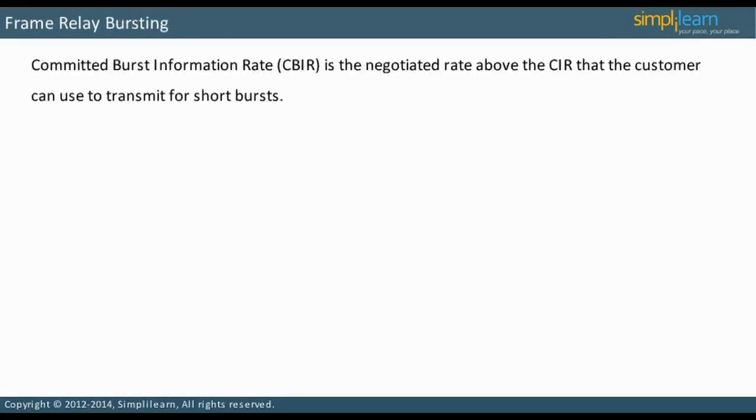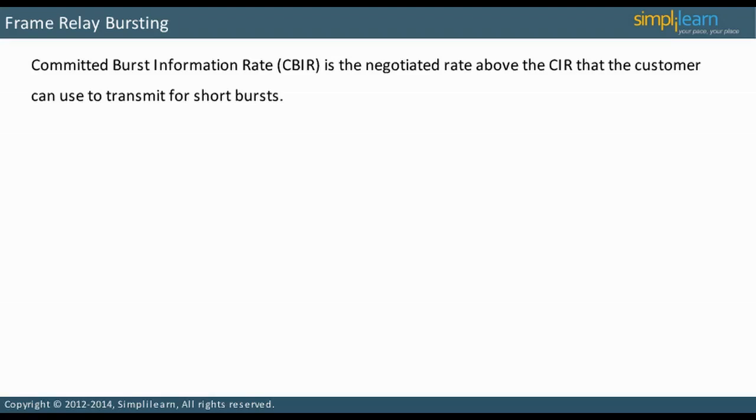The Committed Burst Information Rate, CBIR, is the negotiated rate above the CIR that the customer can use to transmit for short bursts. The CBIR cannot be larger than the CIR. The excess burst size, BE, is not negotiated with the service provider. It is the bandwidth available between the CBIR and the access rate of the link. Let us look at how this works.